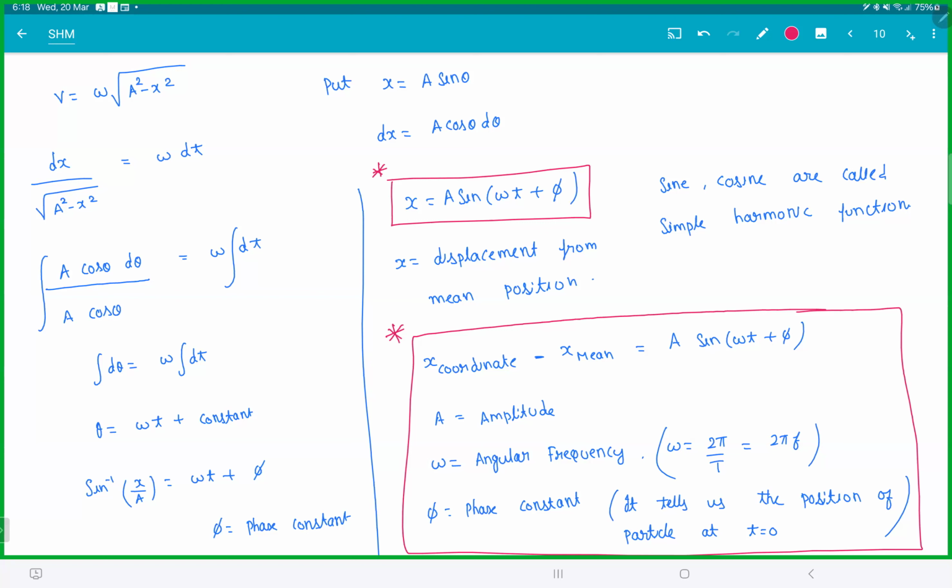Next thing. Clear with this? Now this function here.